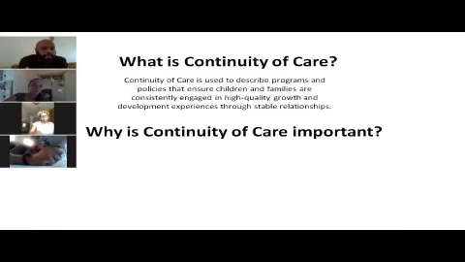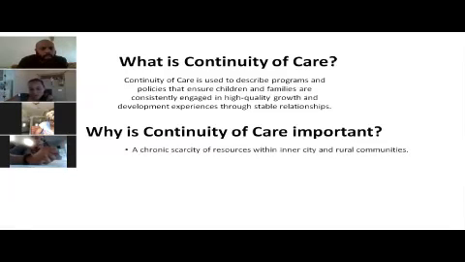So the reason that continuity of care, or these relationships, are important is because, number one, there's a chronic scarcity of resources within inner city and rural communities. Right now in the United States, we're currently going through the process of our national census, right? And a lot of times when people look at the census, they're like, man, why do I have to fill out this information and all this other stuff? And they really don't see the importance of that.